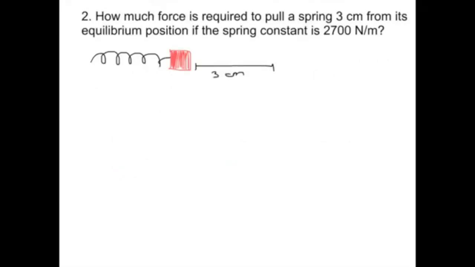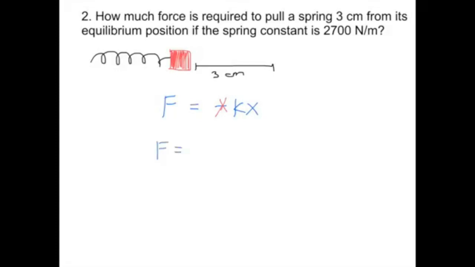Number 2. How much force is required to pull a spring 3 centimeters from its equilibrium position if the spring constant is 2,700 newtons per meter? So now we're starting to use Hooke's law. We see force is equal to negative kx, and since this problem is just asking how much force, or the magnitude of the force, we can disregard this negative sign because we're just looking for magnitude rather than magnitude and direction.